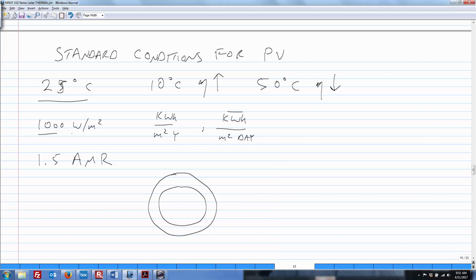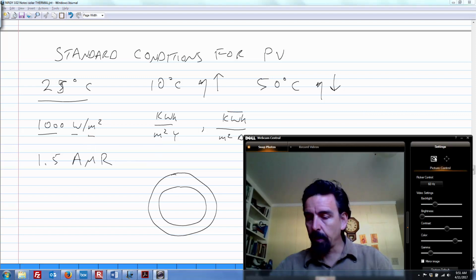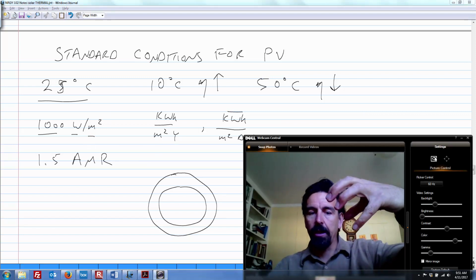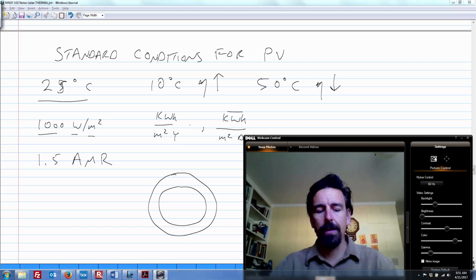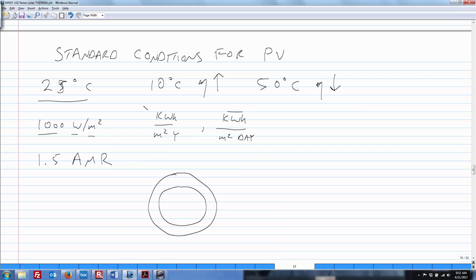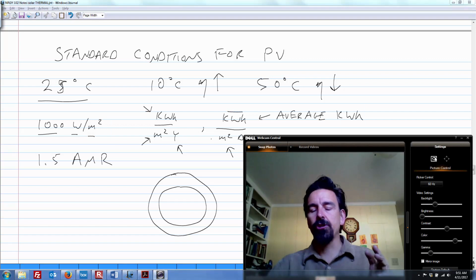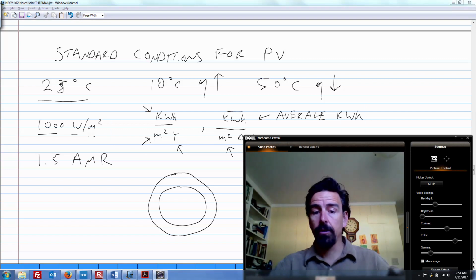Also, 1,000 watts per square meter. We talked about that before, so that's how much solar energy comes down per square meter. There's a couple different ways to measure that. One is kilowatt hours, which we know, kilowatt hours per square meter per year. This is per year. Or average kilowatt hours, and again, this is per square meter per day. So two different ways to measure how much energy you're getting, either kilowatt hours per square meter per year or average kilowatts per meter per day.